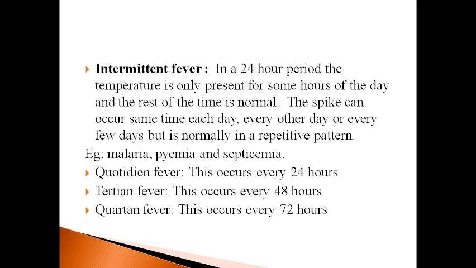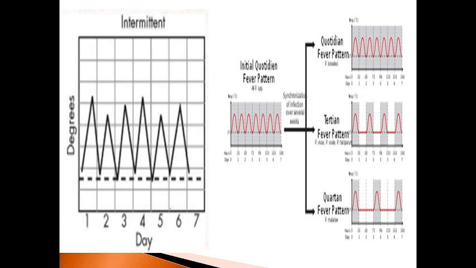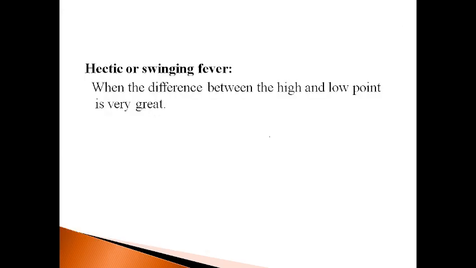Intermittent fever: in a 24-hour period, the temperature is present only for some hours of the day and the rest of the time it is normal. The spike can occur at the same time each day, every other day or every few days, but it is normally a repetitive pattern. Example: malaria, pyemia and septicemia. There are 3 types: quotidian, tertian fever, quartan fever. Quotidian occurs every 24 hours, tertian occurs every 48 hours and quartan fever occurs every 72 hours. So the intermittent fever graph looks like this.